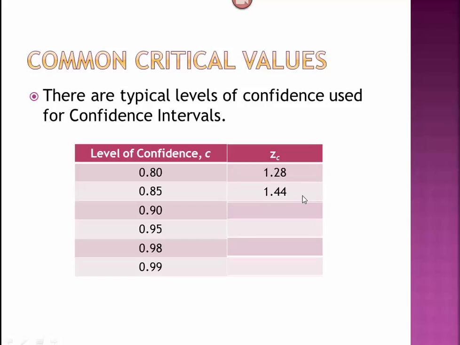85 is 1.44. 90 is 1.645. 95 is positive and negative 1.96. 98 is 2.33, and this is actually a very rounded value. It actually would be 2.326. And then the last one, for a 99% level of confidence, is 2.576. Again, the idea here is that we have a normal curve, and we have these two values, the positive and negative of these values, marking off this percent under the normal curve.